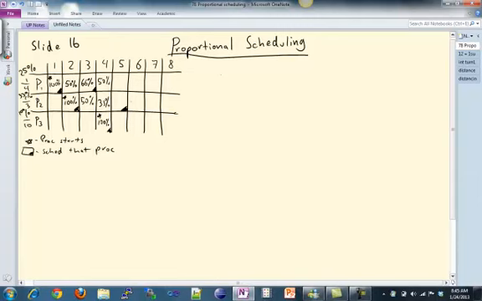And so process 2 has run 2 out of the 4 quantums it's been alive, so that's 50%. Process 1 has run 2 out of the 5 quantums it has existed, and so that's 40%. And process 3 has run 1 out of the 2 quantums it's existed, so that's 50%. Okay, so you guys get the idea of what we're doing here.